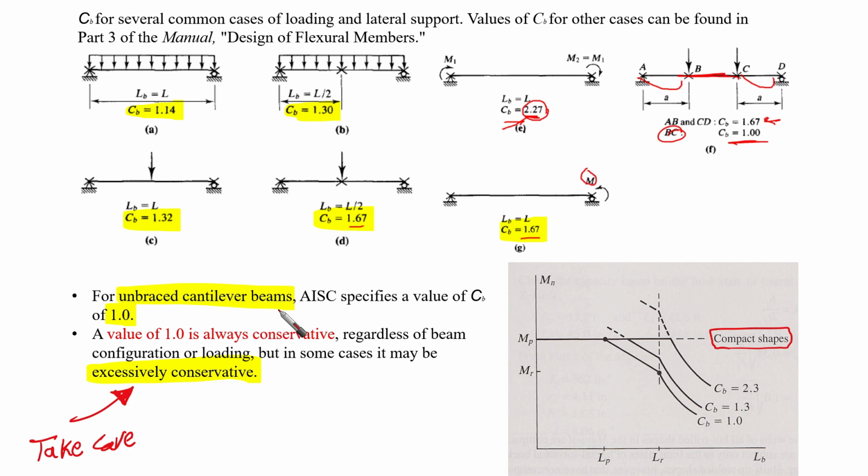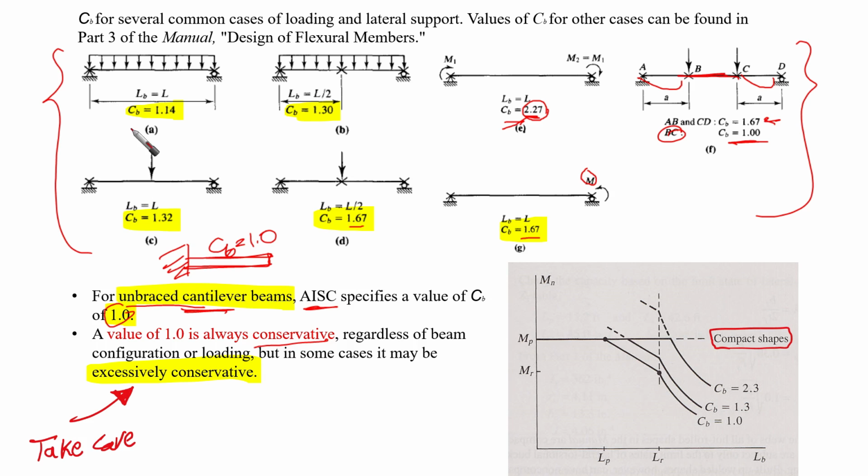For unbraced cantilever beams, AISC specifies a value of CB equal to 1. So for an unbraced cantilever, if we have a cantilever like this, CB would equal 1. This is according to AISC. A value of 1 is always conservative, meaning that even though you have different cases here, the least value is always 1. This is the conservative value that we can use. A value of 1 is always conservative regardless of beam configuration or loading, so CB can be taken as 1.